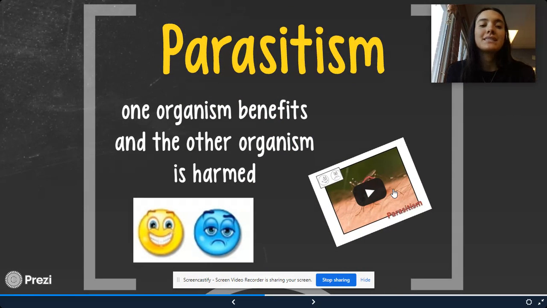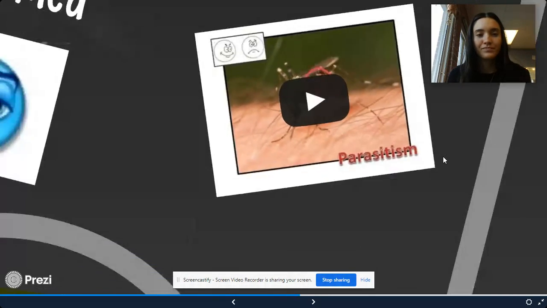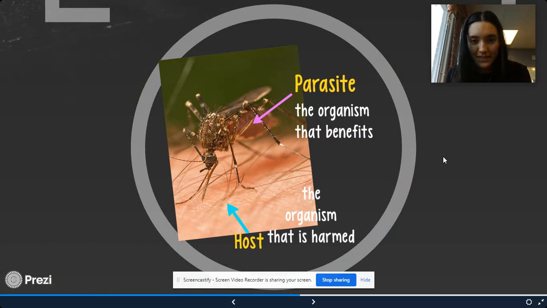And then we have parasitism, which means one organism benefits, so it's getting something out of it, and the other organism is harmed. So if you think about this little picture down here, we've got a mosquito and a human. The human is harmed because you're going to get really itchy, and the mosquito gets the blood and nutrients that it needs, so it is benefited. A parasite is the organism that benefits. That's where we get parasitism. And the organism that is harmed is called the host. So in this relationship, the mosquito is the parasite. The host would be our bodies, us.